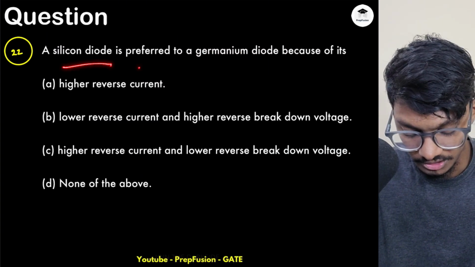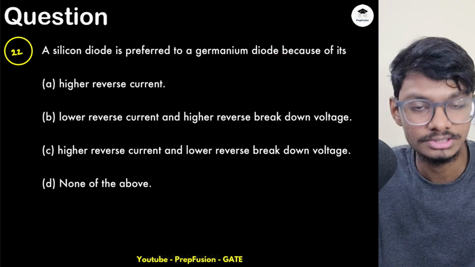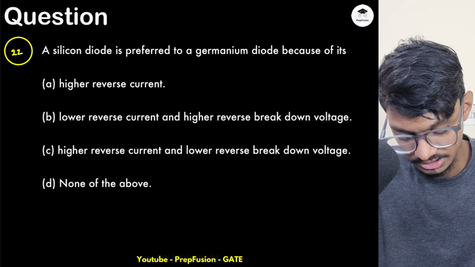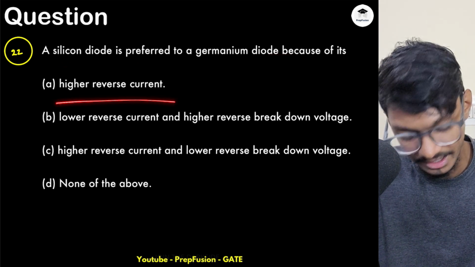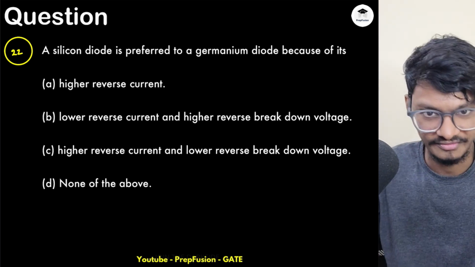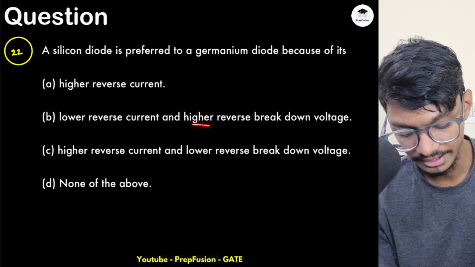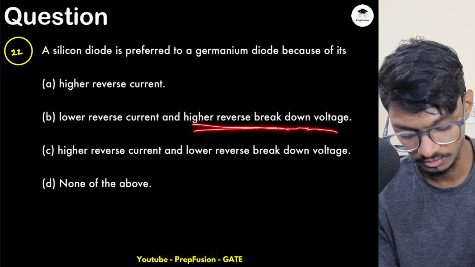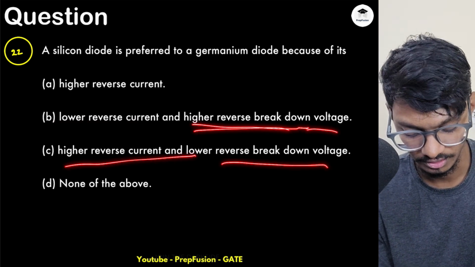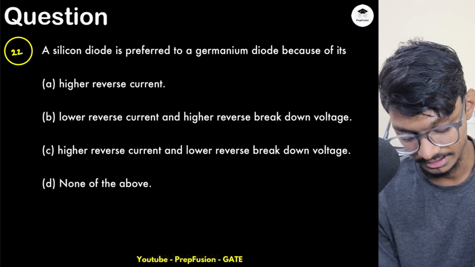A silicon diode is preferred to a germanium diode because of what? Due to its higher reverse current? No, if it has higher reverse current, we will not prefer silicon. Lower reverse current, higher reverse breakdown voltage. Higher reverse current and lower reverse breakdown voltage, none of them. So yeah, it is correct.